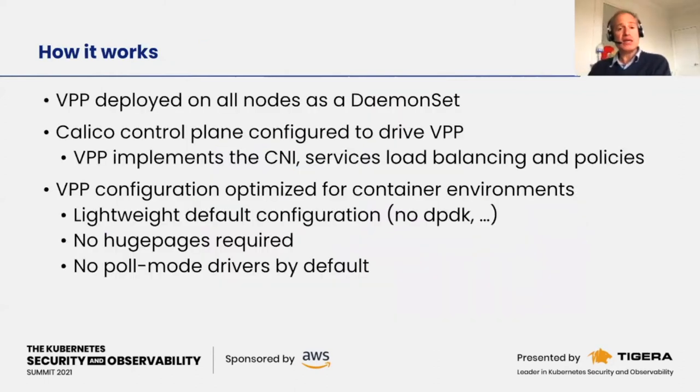So how does that work? VPP is deployed on all nodes as a daemon set, and the Calico control plane is configured to drive VPP. VPP implements all CNI services, including load balancing, policies, all the things which are required. And of course, the configuration of VPP itself was highly optimized for container environments, which may be a bit different from regular network functions, which means that we have a very lightweight default configuration. By default, we are not using DPDK. By default, we are turning off huge pages because they are not required and maybe a bit difficult to deploy in containers. Poll mode drivers are disabled by default. We turn off all the plugins which are not required. On the flip side, we enabled things like GSO and GRO, which are extremely important in the context of containers, right? So this is really what it does.